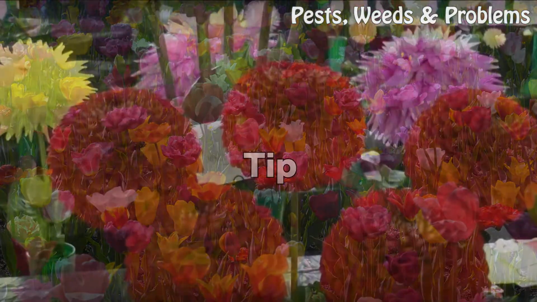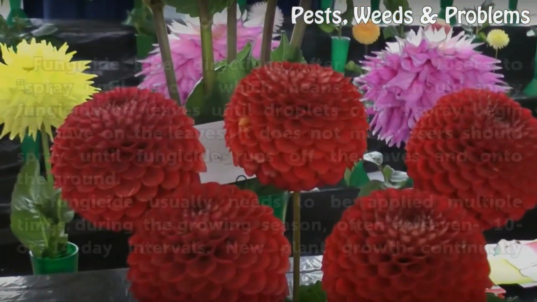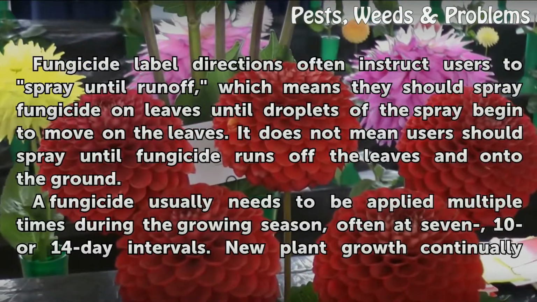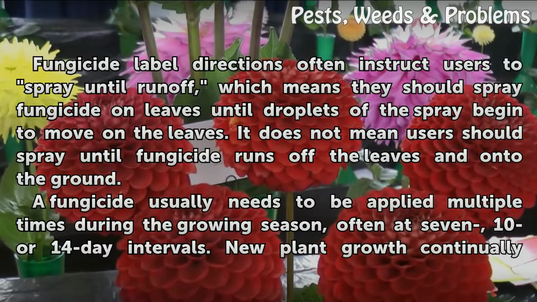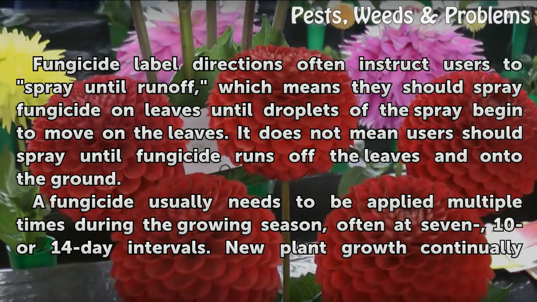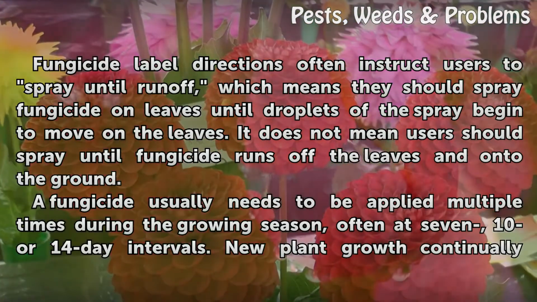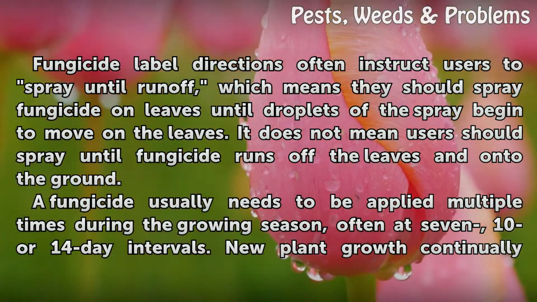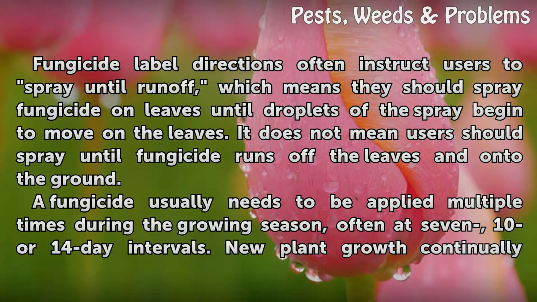Tip: fungicide label directions often instruct users to spray until runoff, which means they should spray fungicide on leaves until droplets of the spray begin to move on the leaves. It does not mean users should spray until fungicide runs off the leaves and onto the ground.